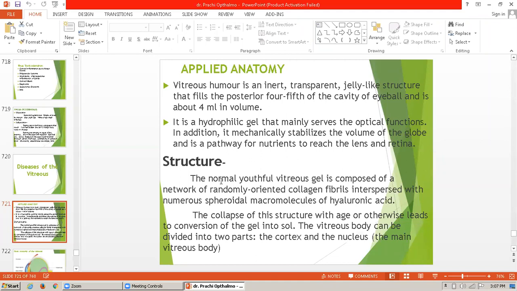So, the structure shows the normal vitreous gel is composed of a network of randomly oriented collagen fibrils interspersed with numerous spiroidal macromolecules of hyaluronic acid. The collapse of the structure with age or otherwise leads to the conversion of the gel into solution. The vitreous body can be divided into two parts, the cortex and the nucleus, the main vitreous body.